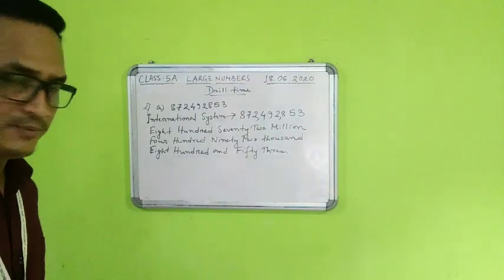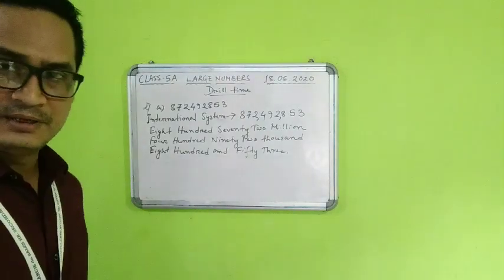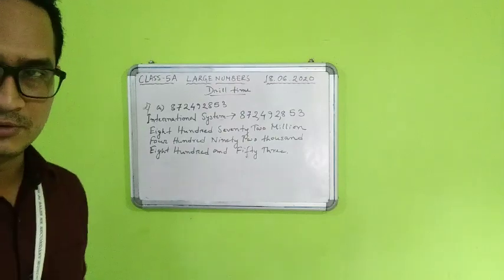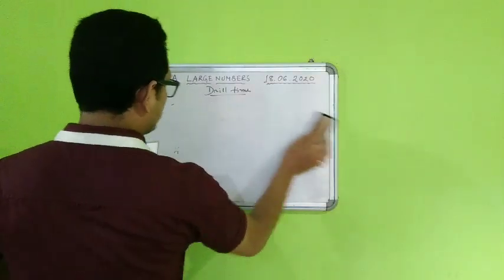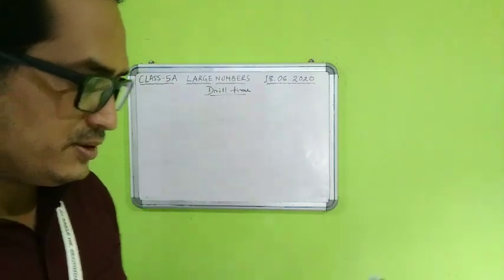So students, I hope you have already written down the first one, Indian system and international system also. Pause it and write it down. Now let us go for the next one, that is question number 3. Fill in the blanks with the symbols. Fill in the blanks means we need to write down which one is greater and which one is smaller.